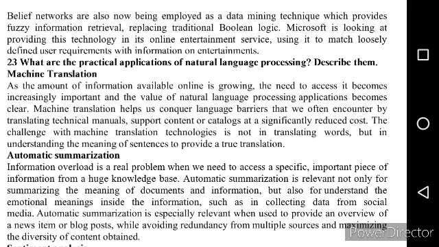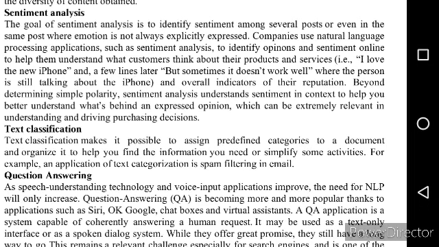Sentiment analysis. The goal of sentiment analysis is to identify sentiment among several posts or even in the same post where emotion is not always explicitly expressed. Companies use natural language processing applications such as sentiment analysis to identify opinions and sentiment online to help them understand what customers think about their products and services.